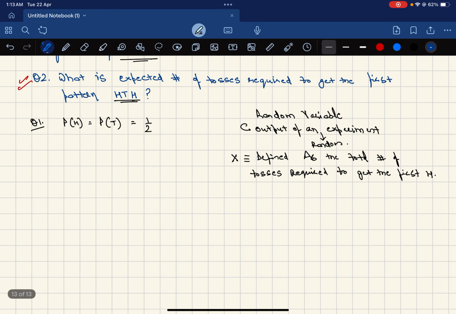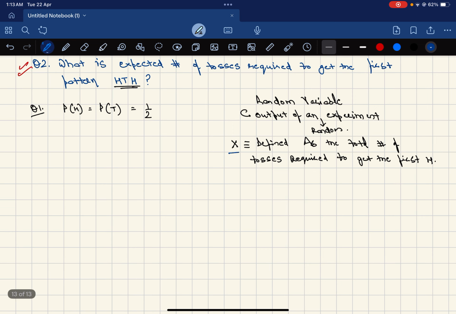Now let us say we want to calculate this, the total number of tosses required to get the first head. Let this particular value be x, and since we have to calculate the expected value of x, an expected value is represented like E[X], and the meaning of expected value is nothing but the average value of x.